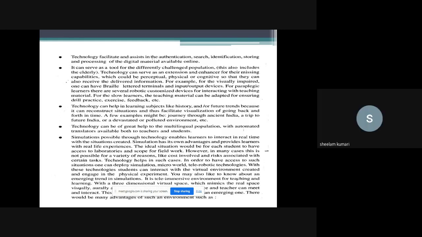So technology is helpful to the multilingual population. I may be in Haryana teaching you in my Hindi text, but I may not be knowing Telugu. I may not be knowing different regional languages. I may not be knowing many of the languages, but this technology helps the multilingual learners with automated translators for both the teacher and students.